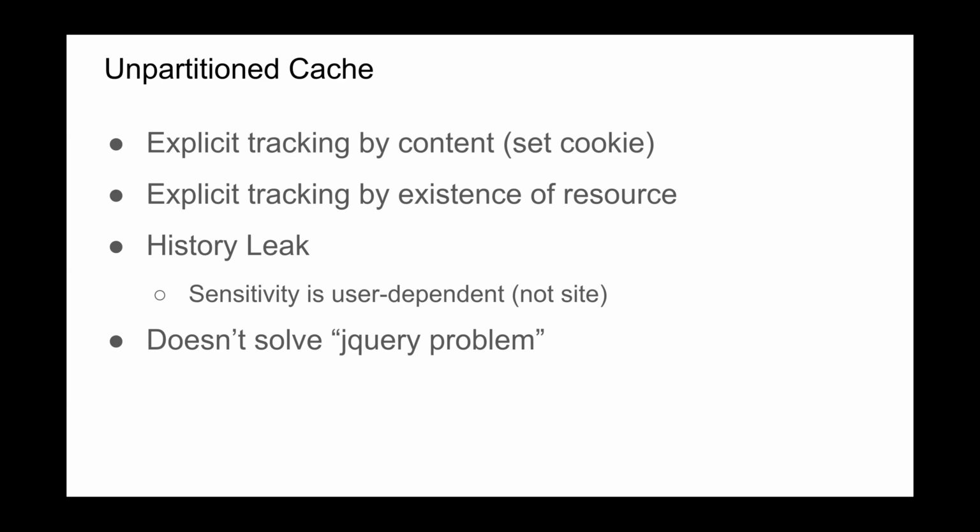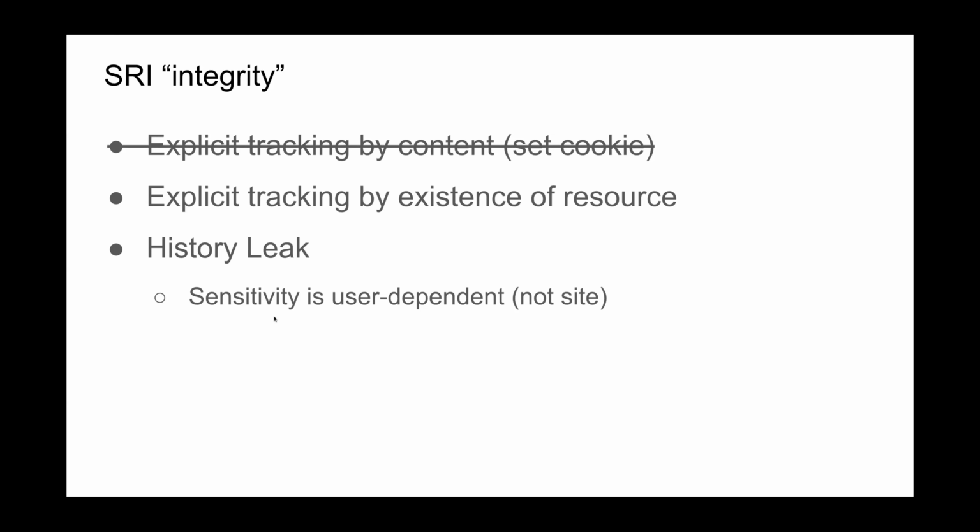And unpartitioning the cache doesn't really solve the jQuery problem, where you're self-hosting the resource on a dozen different sites, for example. Even if you had an unpartitioned cache, unless you are using a well-known CDN, and we've been over that for years, that just doesn't happen, and has connection overhead and all sorts of other things.